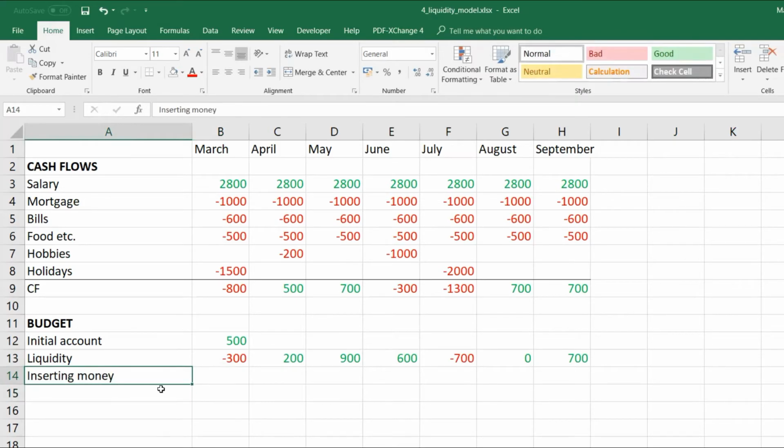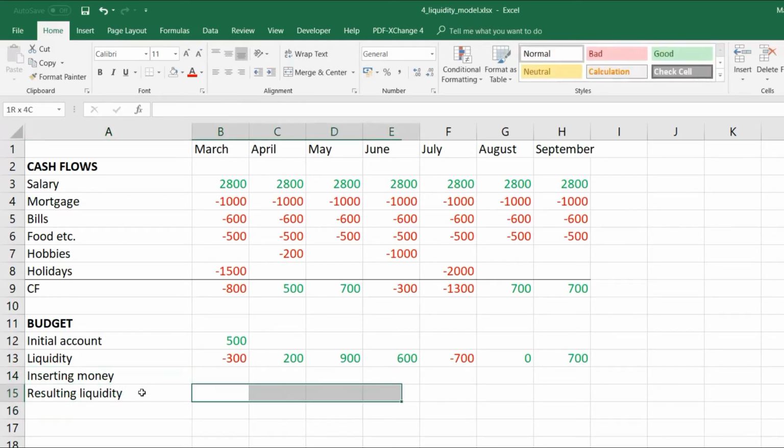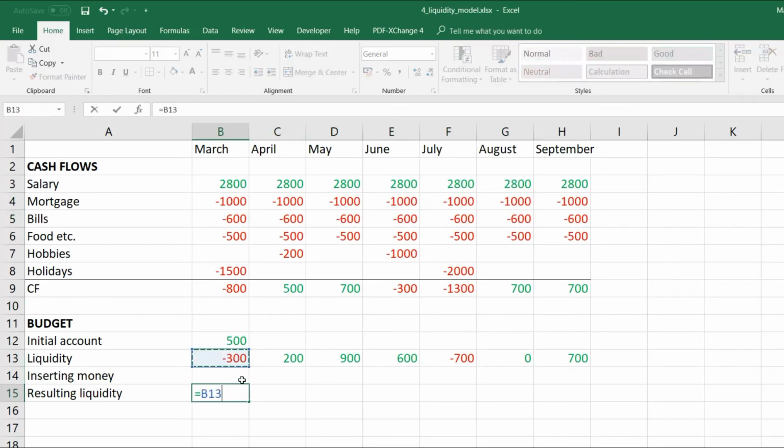And let's, for simplicity, assume that I'm taking this money from my parents without needing to pay them back. And so for that, I need to understand what my resulting liquidity is. Practically, the point here is that these figures should always be positive. So I'm not running out of money and I can always pay my bills and get some food. Okay, so resulting liquidity would be whatever my liquidity is, plus everything that I have inserted before, right? And again, I'm locking the first reference.